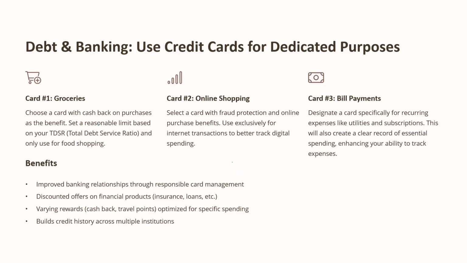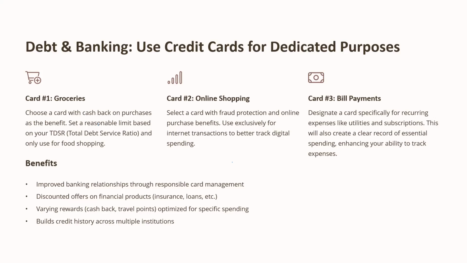Another thing that you can do is to basically use different credit cards for dedicated purposes. This is something that I believe in, and it's something that I do. So, for example, in terms of our grocery shopping, I might choose to use one credit card that has cashback on purchases as the benefit. I will then set a reasonable limit, which is going to be based on my total debt service ratio. We'll talk about that when we do the debt module, and then I'll use that only for shopping and for food purchases, so like Seven Crave and so on.